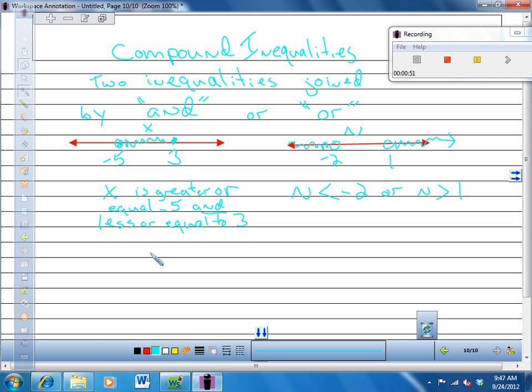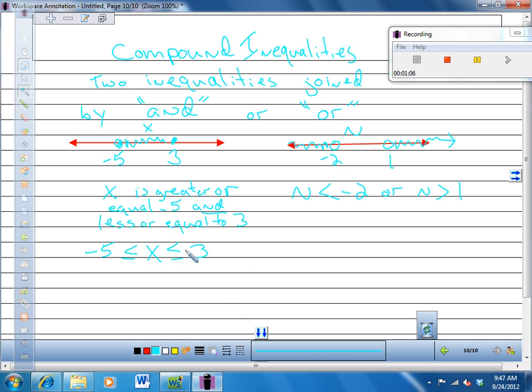If it's an "and," I could write this relationship like this. Okay? This means the same as this, which means the same as this. So if it's an "and," it could be just one inequality. x is between -5 and 3: greater than or equal to -5, less than or equal to 3. n is less than -2, or n is greater than 1.